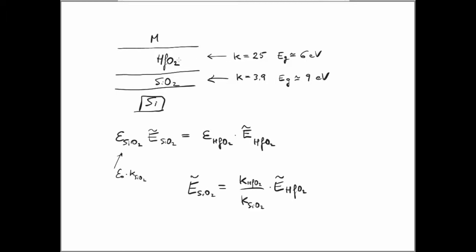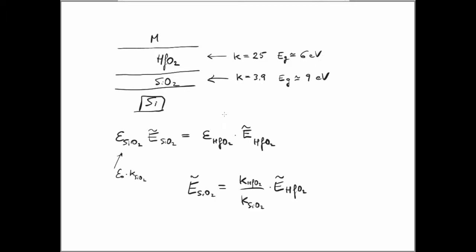On the other hand, hafnium dioxide has a much higher K value, 25, so it falls into the category of materials that we will call high K materials. Generally, we call high K anything that has a dielectric constant higher than the silicon dioxide one. But the band gap is much smaller, as you can see, it's 6 eV.